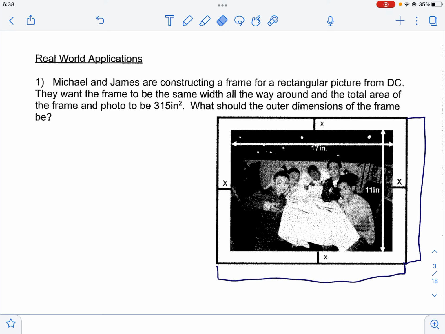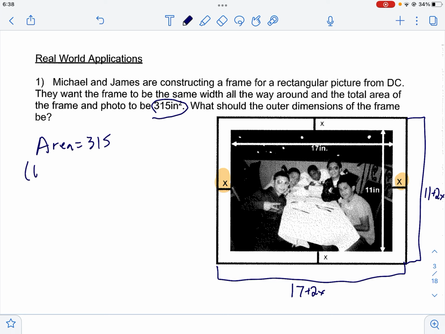We also notice there's an x right here and an x right here. So this width would be 17 plus 2x. In the other direction, the height of the picture is 11, and then there's an x on the top of the frame and an x on the bottom. So this would be 11 plus 2x. All right, so they know the total area of the frame and the photo is 315. So we know that the area equals 315.